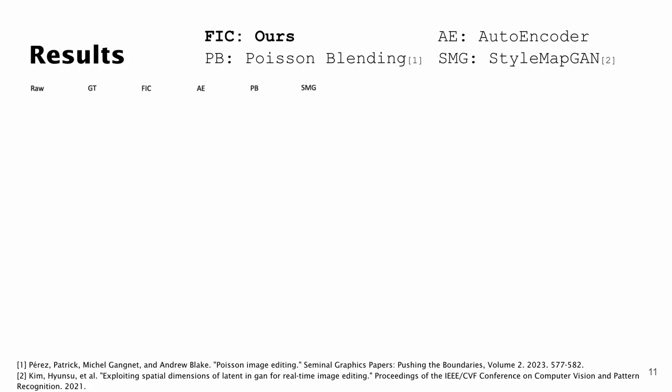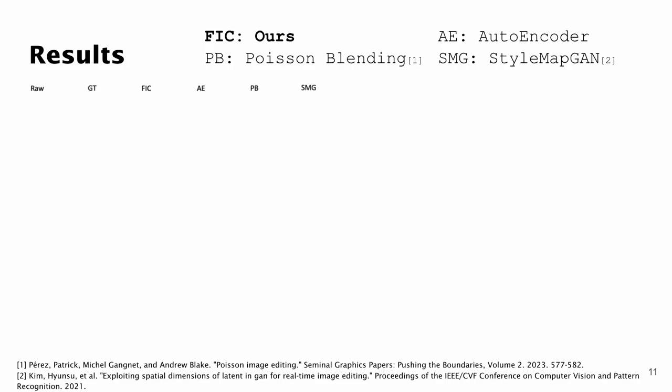Here we come to the results part. We have several baselines. FIC is our proposed model, AE is a simple autoencoder structure, PB is Poisson blending, which is commonly used in many image composition tasks. SMG is a recent advanced Gaussian inversion-based image composition model.